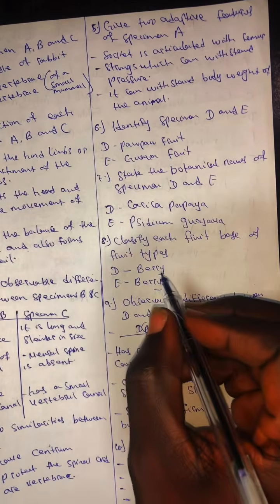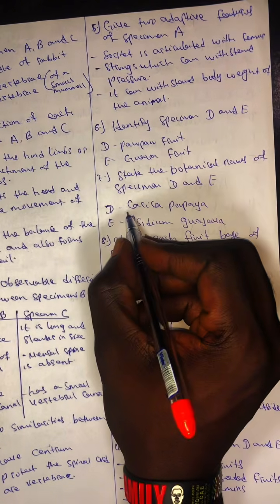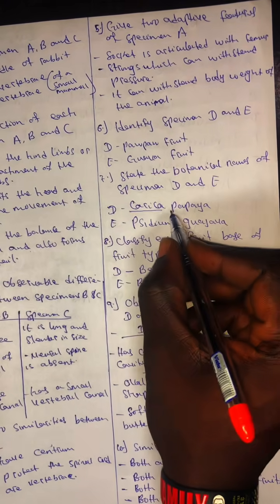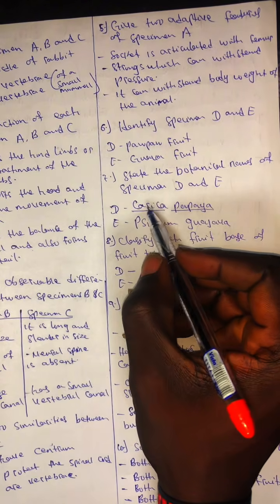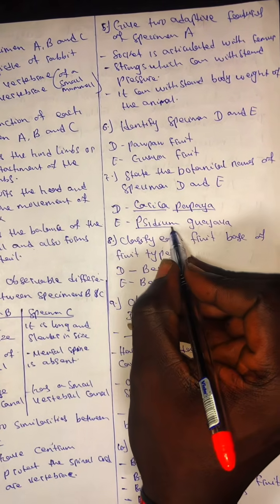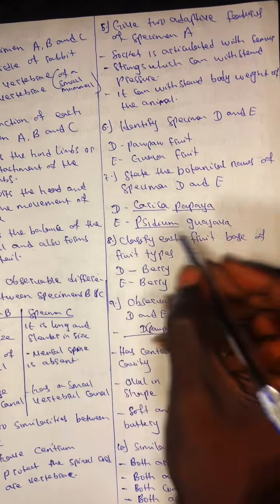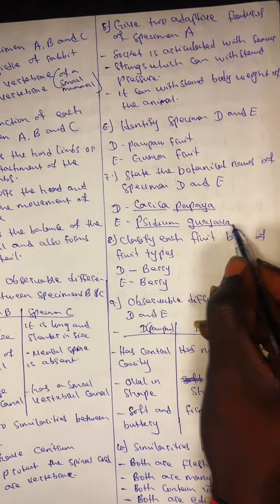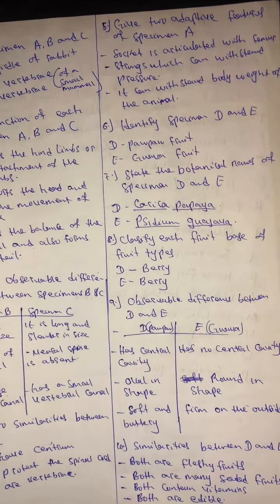If you are writing botanical name, do well to underline it separately, Carica papaya, and make sure that the first one is starting with capital letter, while the other one is Psidium guajava. It's not Pisidium, no, Psidium guajava. So that's the botanical name of specimen D and also E.